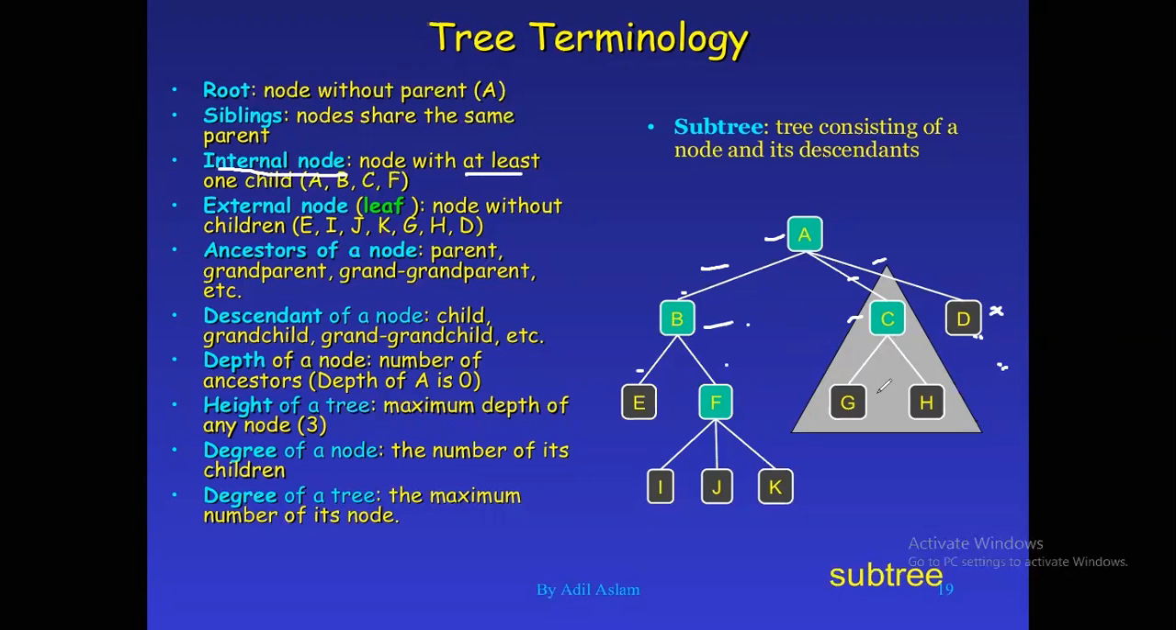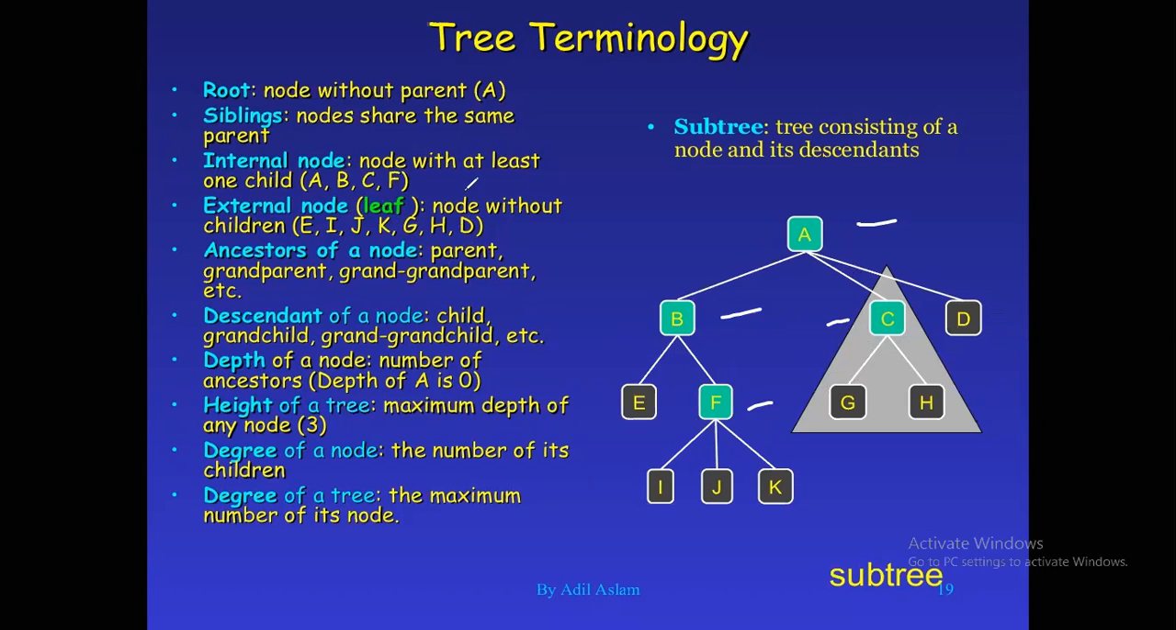Next, C is also an internal node, since it has children. The node which has at least one child is called an internal node. So now, what are the internal nodes? A, B, C, F. They have children. Therefore, they are called internal nodes.